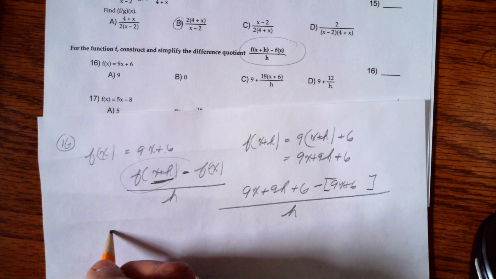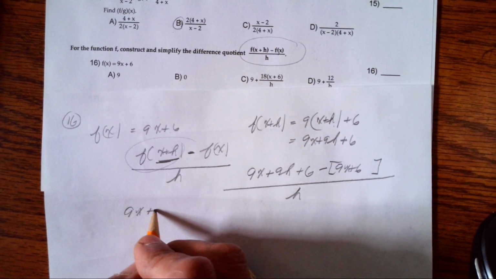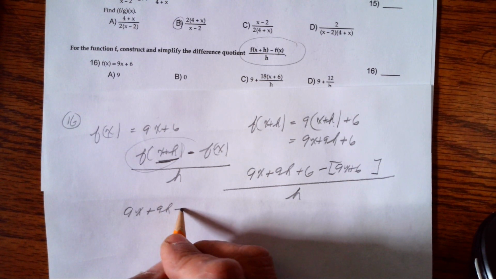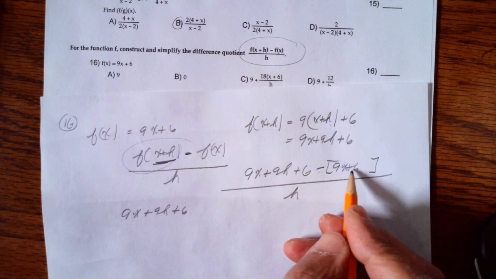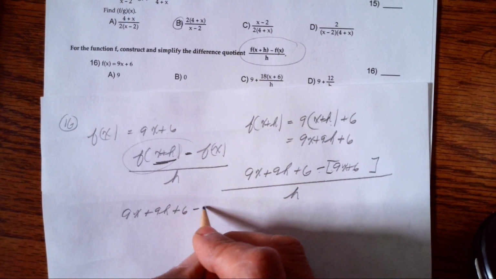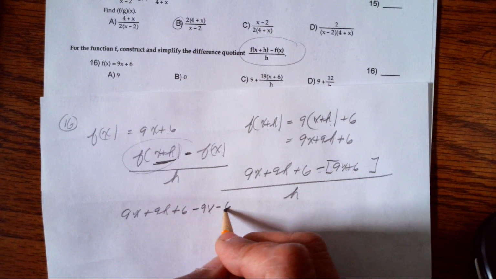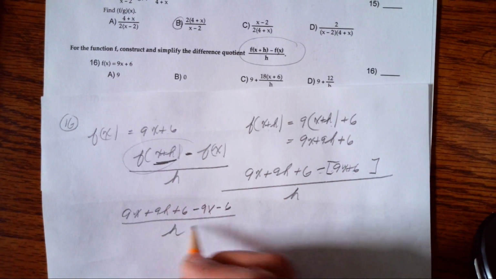Alright, so simplifying, this takes some time. This is 9x plus 9h plus 6. The minus sign preceding that bracket or parenthesis changes the signs. It becomes a negative 9x. A minus times a positive is a negative. All of this divided by h.